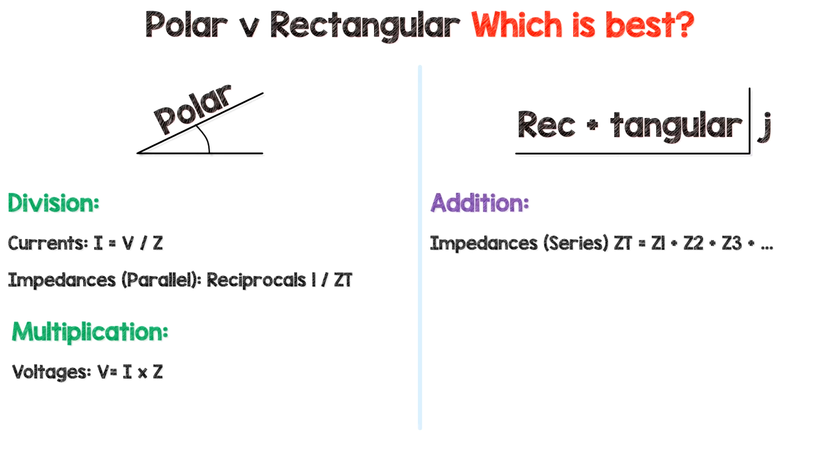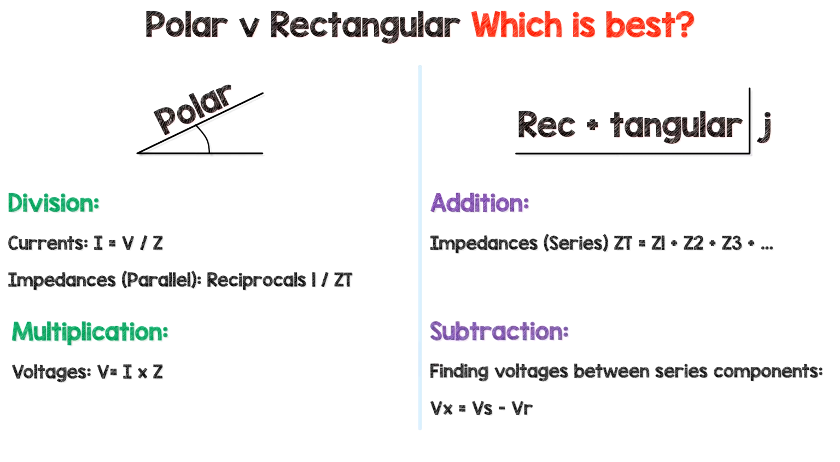Rectangular form is really good for series impedances, as in addition, where you add the real parts together and you add the imaginary parts together. And rectangular is really good for subtraction in the same way, where you would subtract the real parts and subtract the imaginary parts. It's great for finding voltages in between series components, where a voltage we could call Vx is the supply voltage take away a voltage drop across a resistor, say.